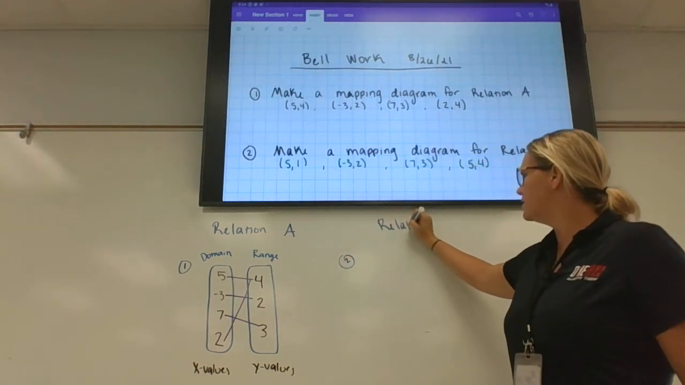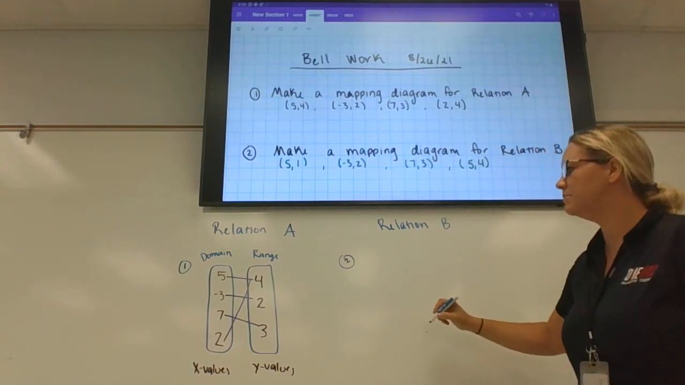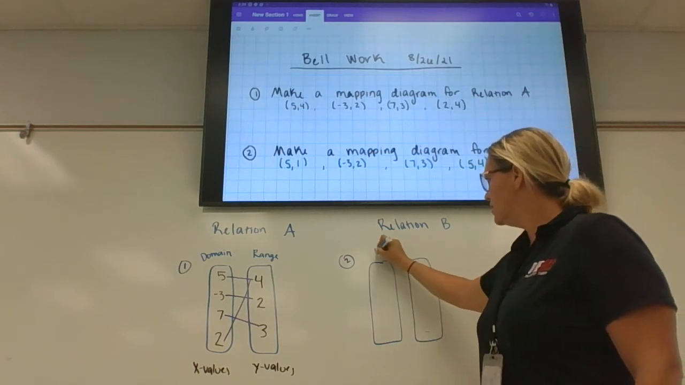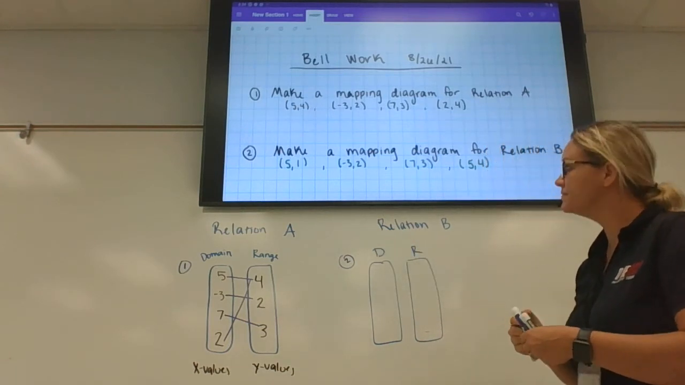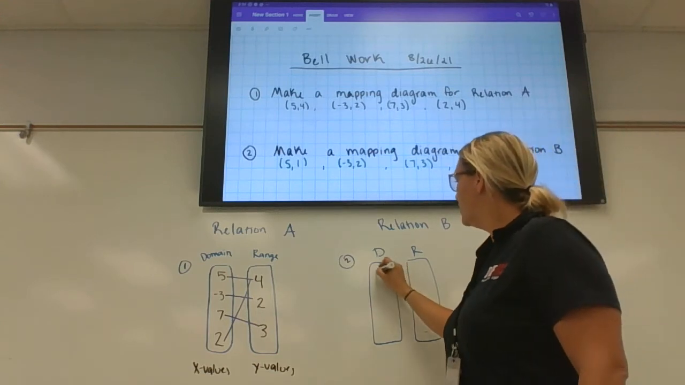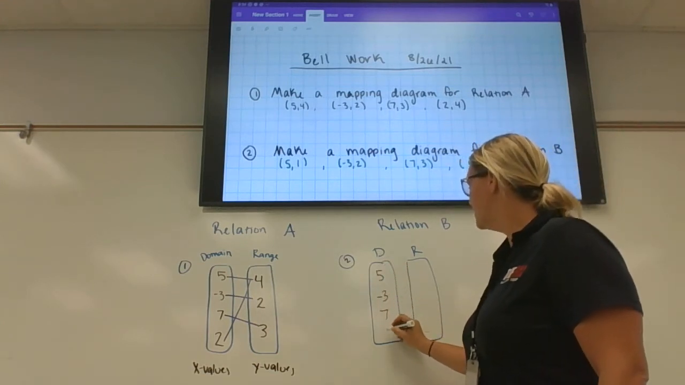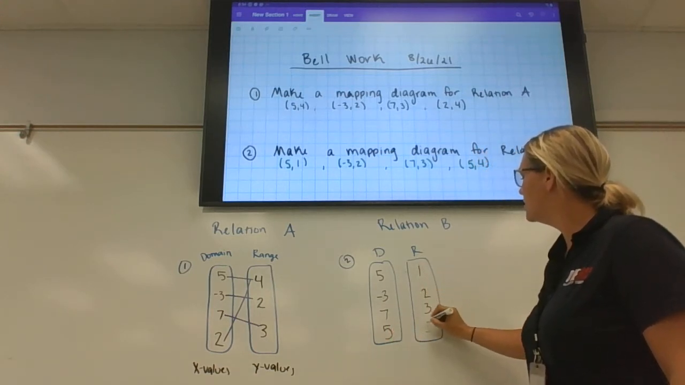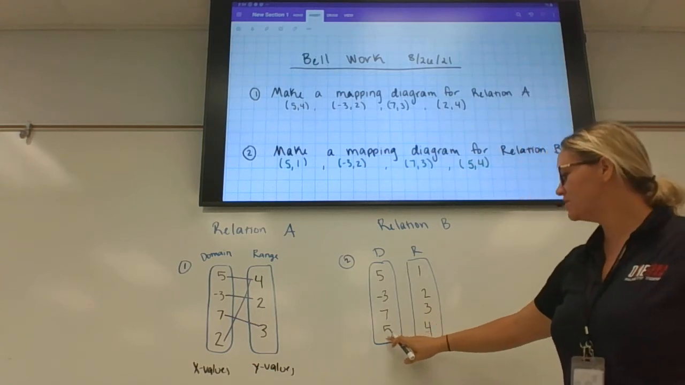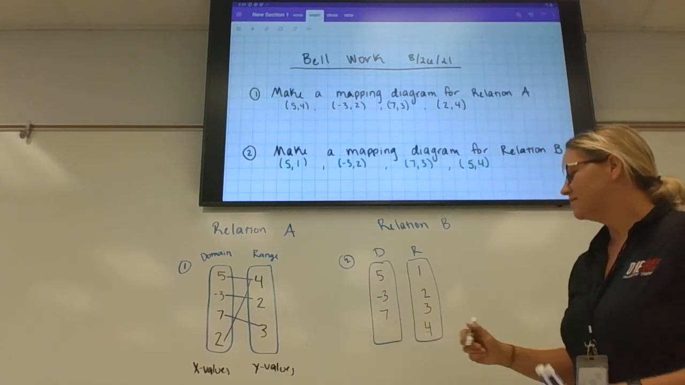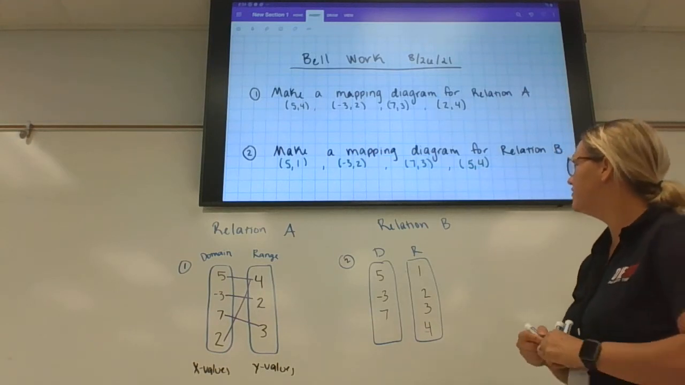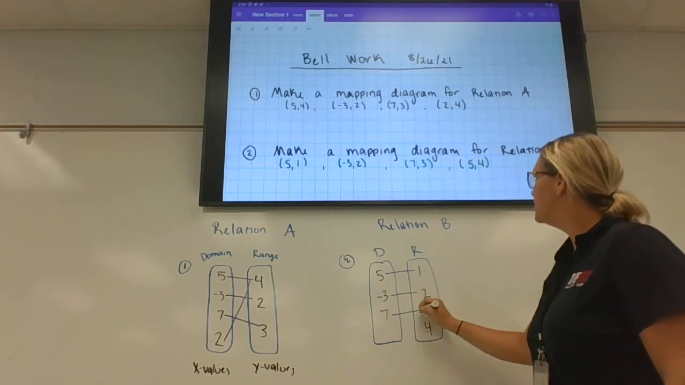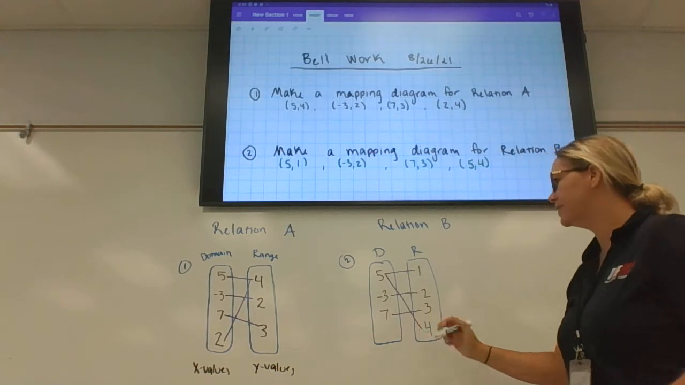Number 2, this is a relation. It's a set of ordered pairs. We call it B. Our nice little soft corners. We got our domains and our ranges. 5, -3, 7, 5. Similar, but not the same. 1, 2. Oh, I shouldn't have this twice. All right, so let's map this out. 5 goes to 1. -3 goes to 2. 7 goes to 3. 5 goes to 4.